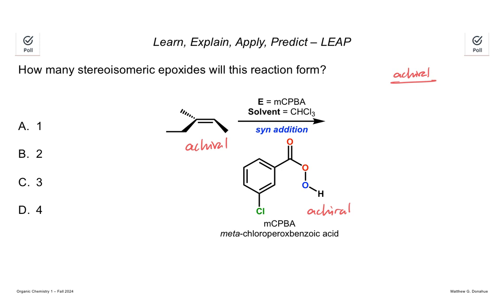So the alkene does have cis geometry to it, but overall it's achiral. The MCPBA is achiral. So the stuff we produce must overall be achiral. With that said, if you imagine the pi bond of the alkene, the MCPBA can attack from the top face or the bottom face. So overall, you're going to end up with 2 stereoisomers that will be enantiomers.